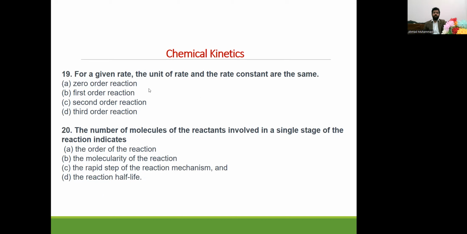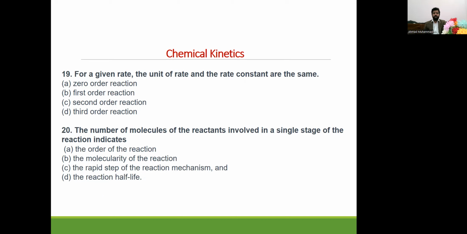From a given rate, the units of rate and rate constant are the same for the zero order reaction, the first order reaction, the second order reaction, or the third order reaction. So from these four options, option A is the correct option. The units of rate and rate constant are the same only for a zero order reaction.